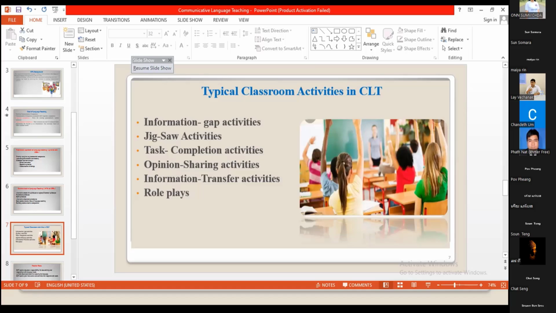And opinion sharing activity. As you can see in this picture, the students can share their ideas with the class in order to improve their speaking skill. The more they share, the more they improve their speaking. And information transfer activity. And the last one is role play. Role play is one of the easy classroom activities in CLT.